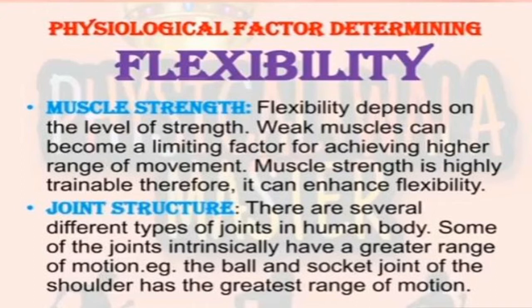Second one is joint structure. There are various types of joints in the human body. Some of the joints intrinsically have a greater range of motion than others. For example, the ball and socket joint of the shoulder has the greatest range of motion in comparison to that of the knee joint.